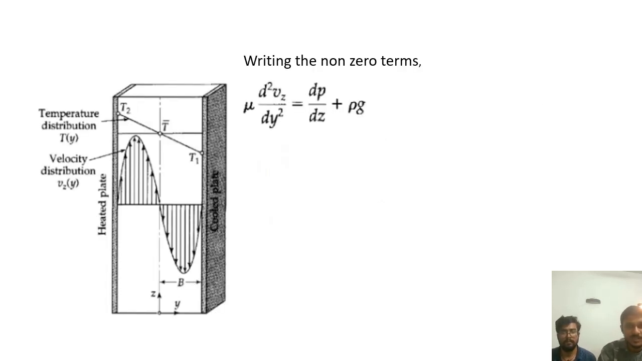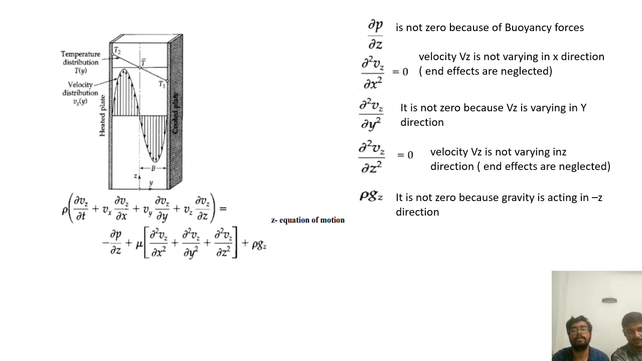So after substituting all the zero and non-zero terms, we arrive at this expression, that is rho d square Vz by dy square is equal to dp by dz plus rho g. After neglecting all the zero terms, we will have only three terms which are non-zero. That is this term, which is minus dp by dz, and this term, dou square v by dou y square, and this term, rho g into z. So these three terms are non-zero.